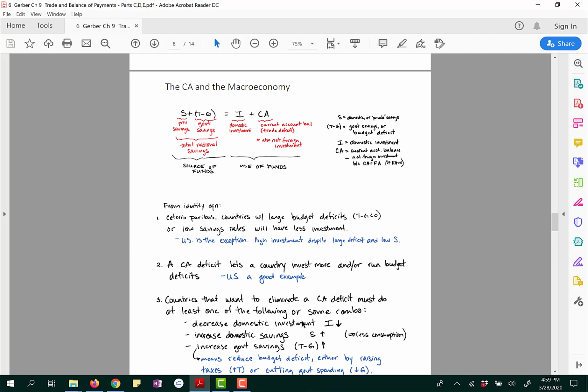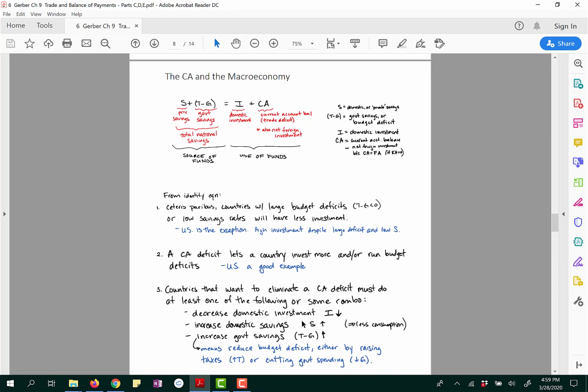Here I'll take just a few more minutes to point out some of the things in this section of the chapter, and one or two of these might be slightly redundant, but they are important enough that they bear repeating. Again, from this equation, we can see, ceteris paribus, a country that has a large budget deficit or low domestic savings will typically have low investment. The United States is an exception to that correlation. We have high investment despite having an enormous government budget deficit and low domestic savings.